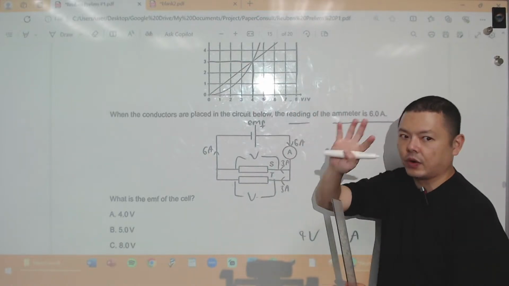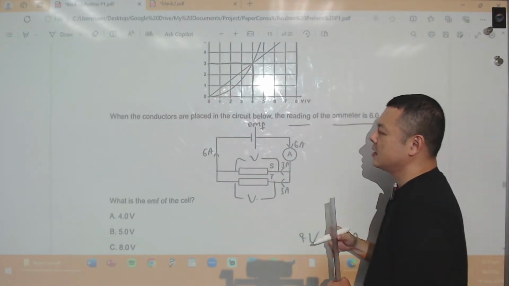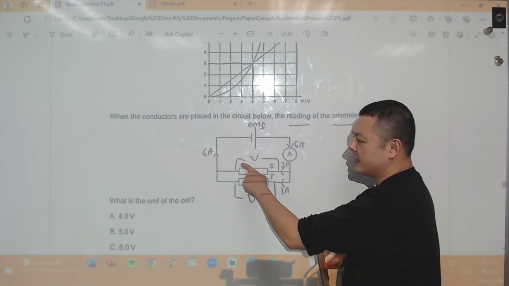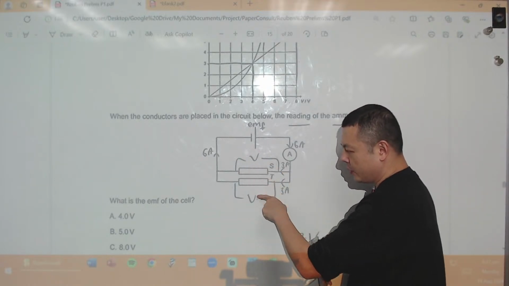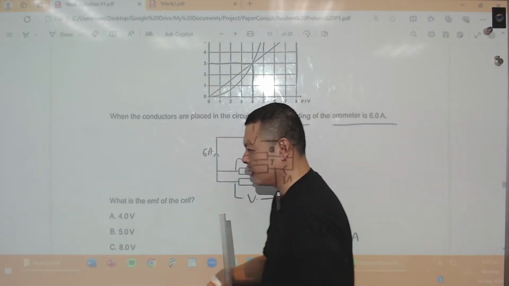The voltage is 4. Not 8 volts, because don't forget they're in parallel. So if this one gets 4 volts and the other one gets 4 volts, in parallel, the EMF is 4 volts also. You got that, right? Okay, cool.